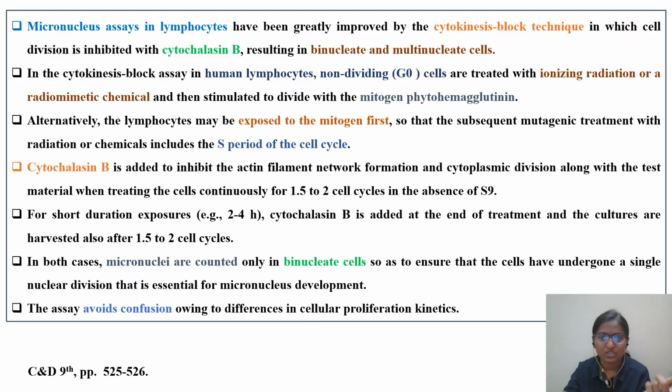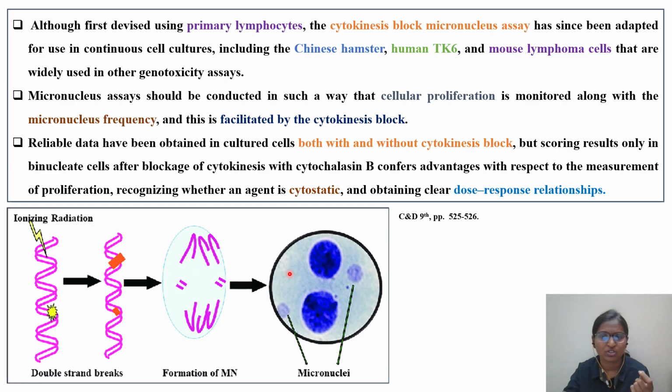Okay, so let's see what else we can understand about this concept. Although the first device used primary lymphocytes, the cytokinesis block micronucleus assay has since been adapted for use in continuous cell culture, including the Chinese hamster, human TK6, and mouse lymphoma cells that are widely used in other genotoxic assays. So micronucleus assay should be considered in such a way that cellular proliferation is monitored along with the micronucleus frequency, and this is facilitated by this cytokinesis block by cytochalasin B.